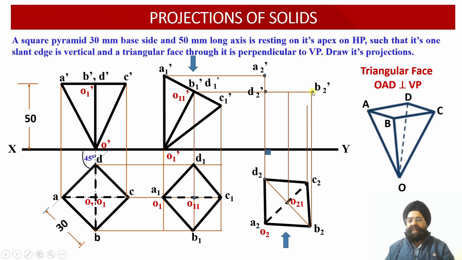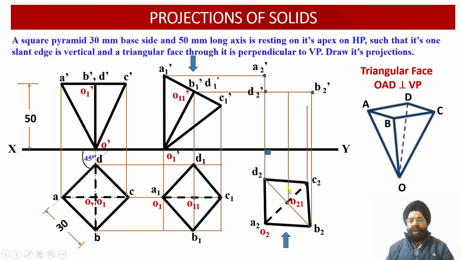So wherever this vertical projector line intersects with the horizontal projector line emerging from B1 dash, this intersection point provides us with the location of the point B2 dash over here. Similarly, this is point D2. We have drawn a vertical projector line through D2. Wherever this vertical projector line intersects with the horizontal projector line emerging from the point D1 dash, it provides us with the location of the point D2 dash in the front view projections over here.